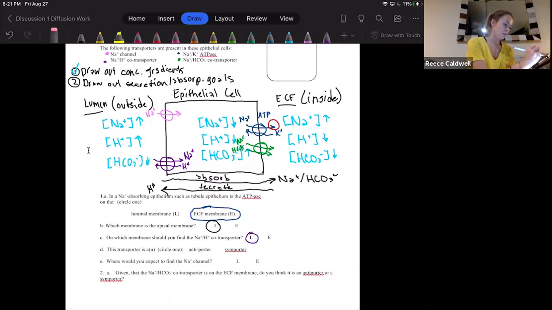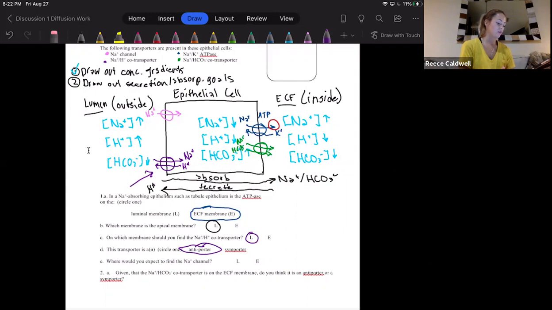And then we move on to question D. This transporter is an antiporter or a symporter? Remember, antiporters move in opposite directions, symporters move in the same direction. So if we look up at this sodium hydrogen co-transporter, we can see it's moving in opposite directions, which means it's going to be that antiporter.